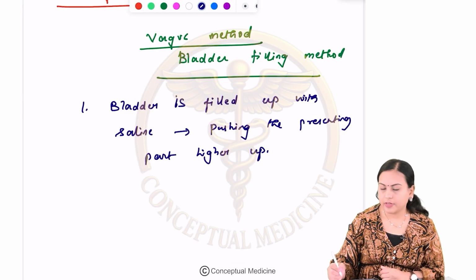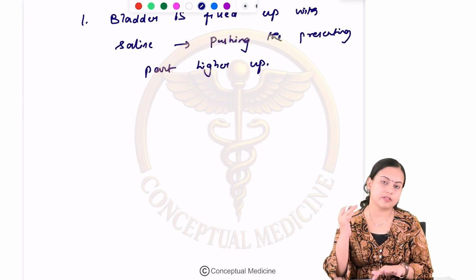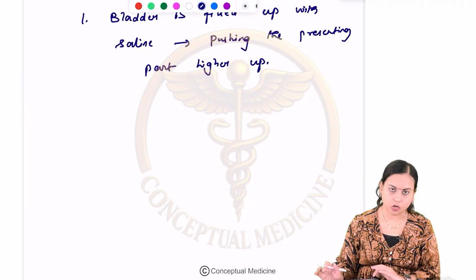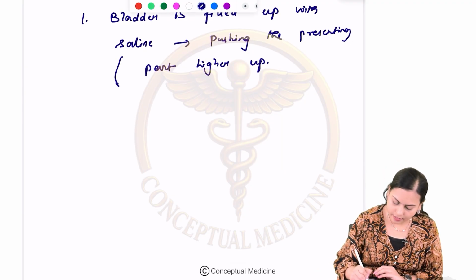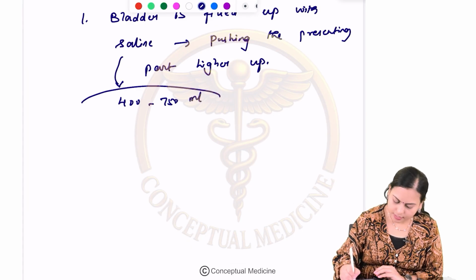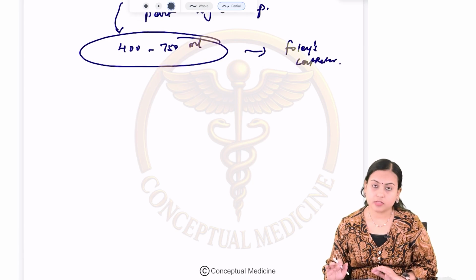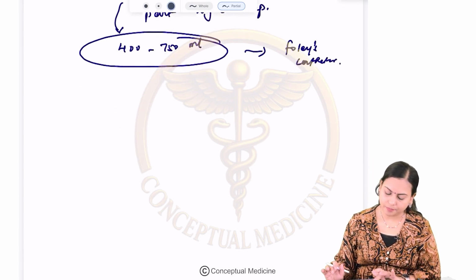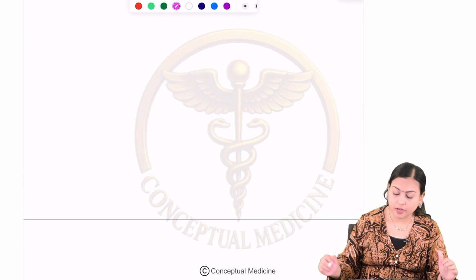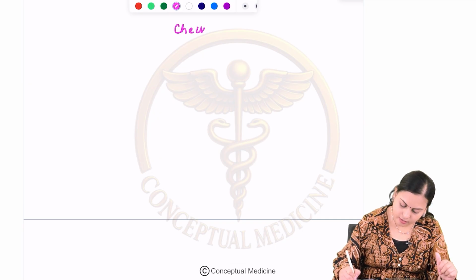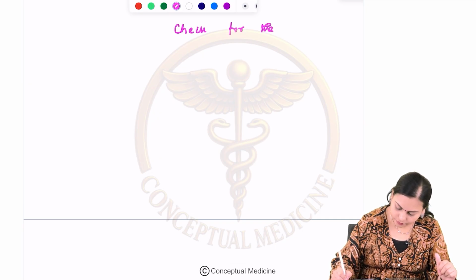Okay. When the presenting part is pushed higher up, this will relieve the compression of the cord. So, you can fill up to 400 to 750 ml of normal saline with a Foley's catheter itself. So, this is Vago's method. After Vago's method, you have to check for the cord pulsations.